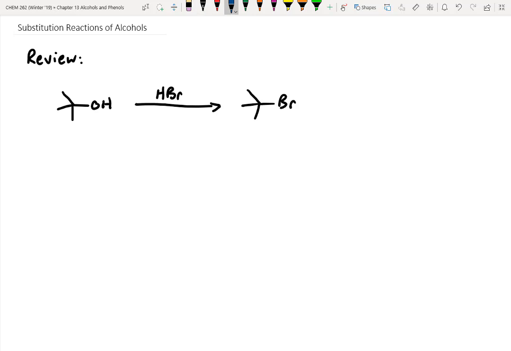SN1, right? First step would be protonating that alcohol. It'd be a good leaving group. It'd fall off, form a stable carbocation, and then bromide can attack in. So this is review from first term, but this is a classic SN1 reaction.